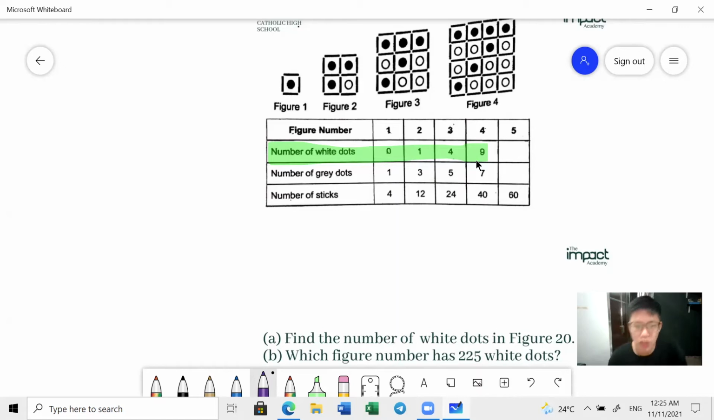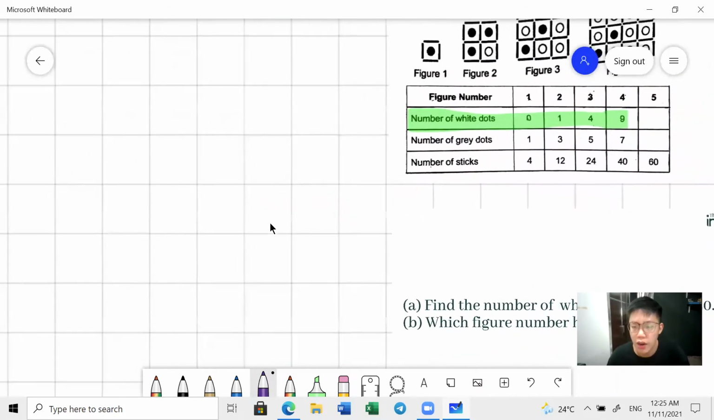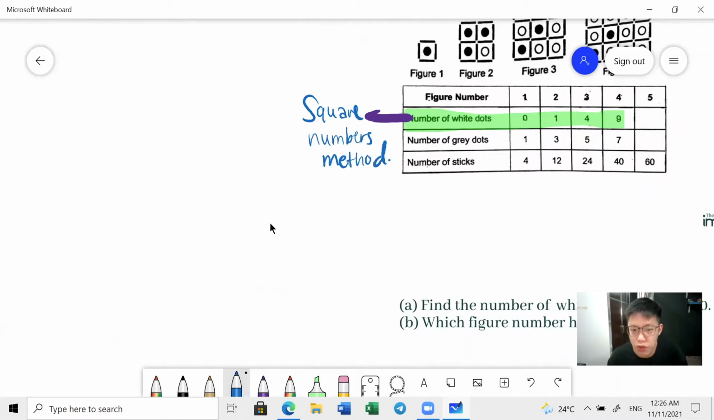Now, for the number of white dots, it's very simple, and that's what we want to focus on today. What I want you all to do is this. Because just now I said, you have to be very sensitive to these numbers, 0, 1, 4, 9, 16, 25, so on and so forth. So when you see these numbers, you need to know that it means I have to use the square numbers method. That's the first thing that you want to write.